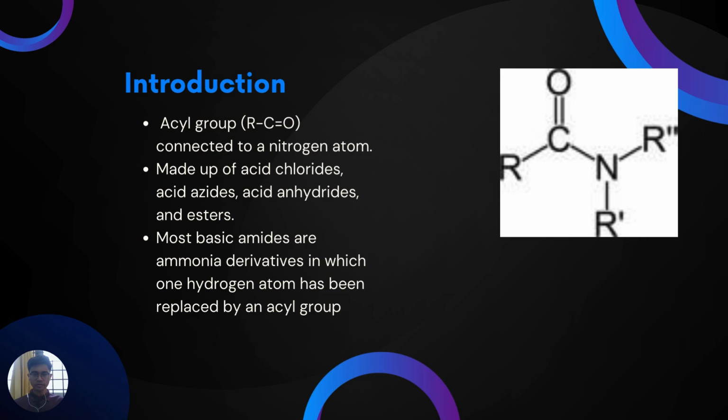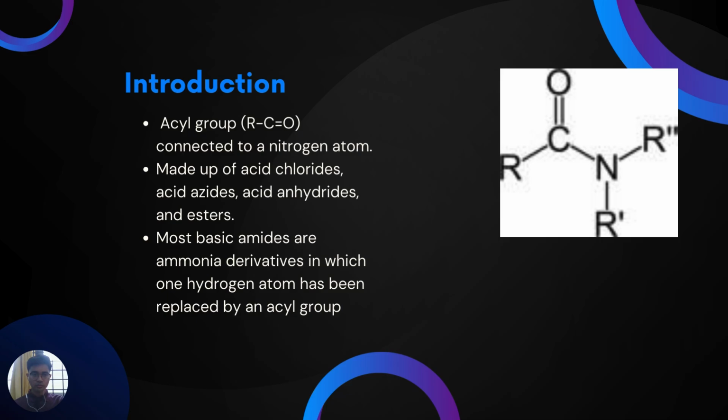An amide is a compound in which an acyl group, which is RC=O, is connected to a nitrogen atom. It is made up of acid chlorides, acid azides, acid anhydrides, and esters. The most basic amides are ammonia derivatives, in which one hydrogen atom has been replaced by an acyl group. Amides are also very weak acids or neutral compounds, generated by substitution of the carboxylic acid's hydroxyl group, which is OH-, with an amino group.